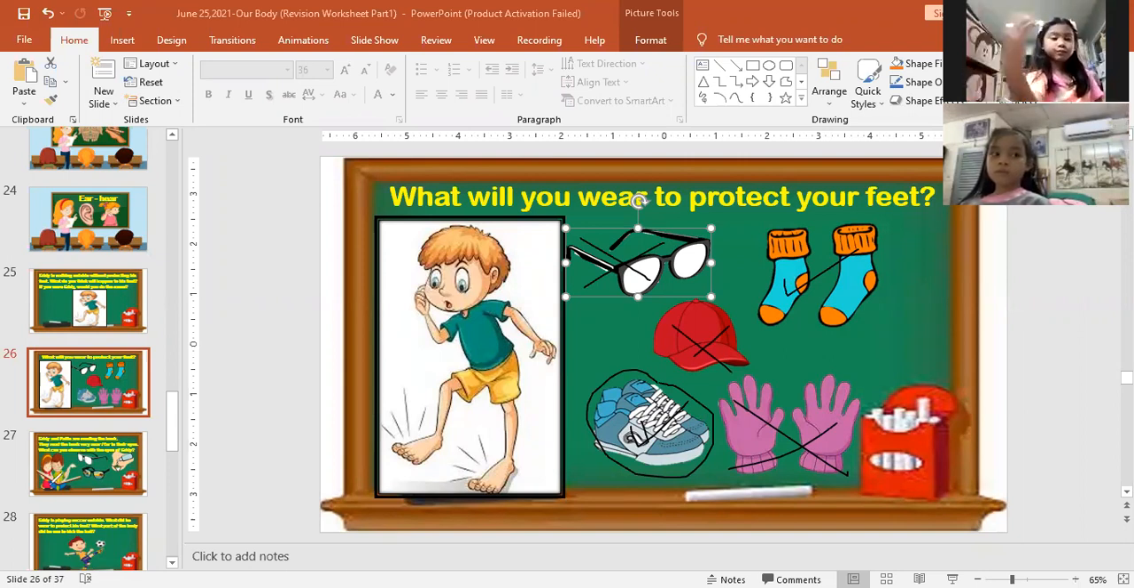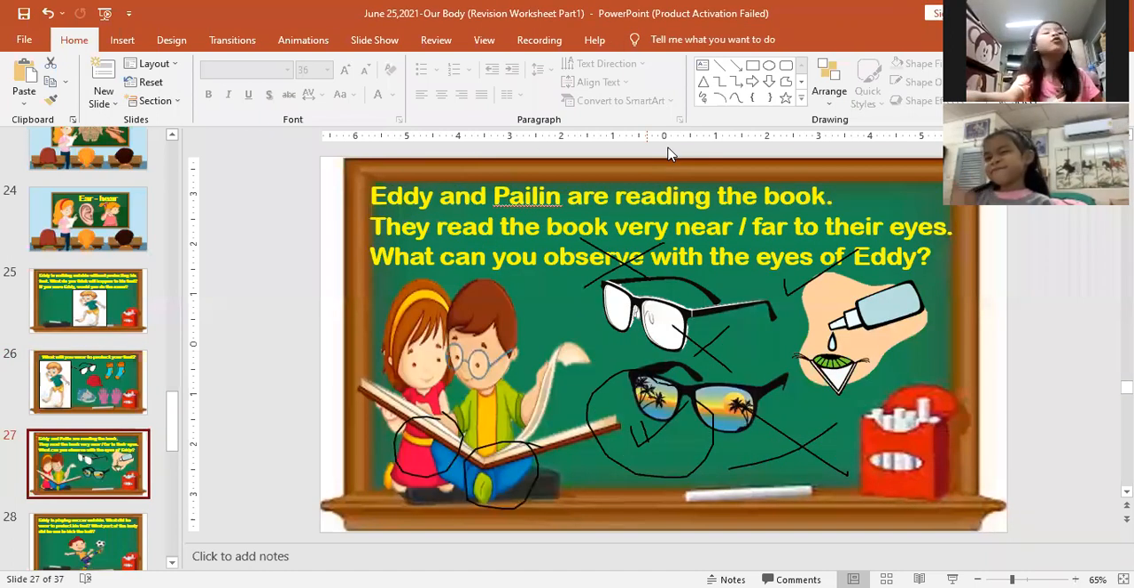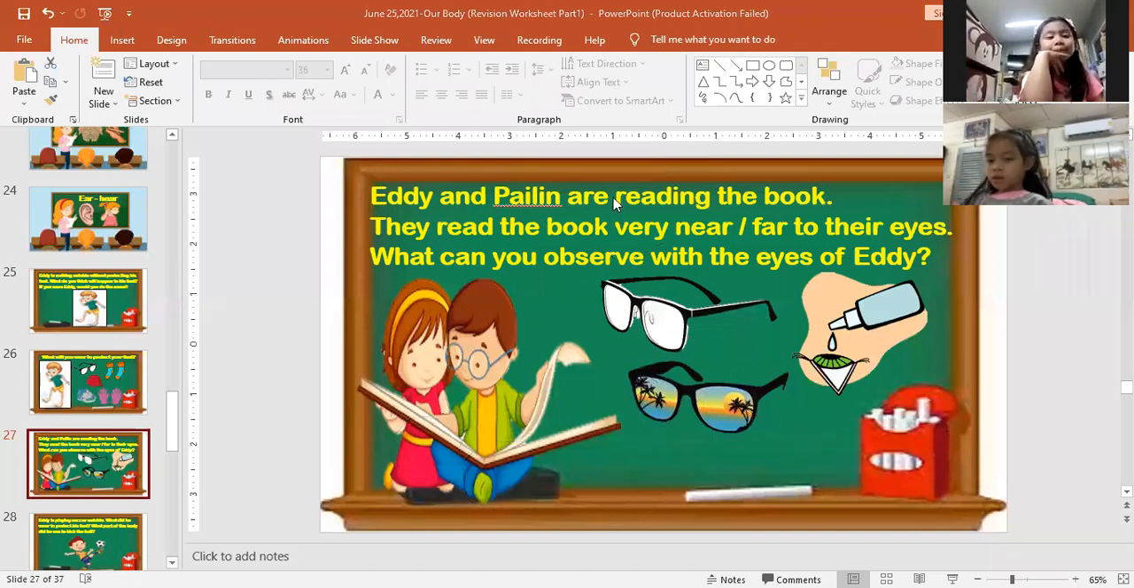Okay, next, we also have another one. Eddie and Pailin are reading the book. They read the book very near or far from their eyes. What do you think? Is it very near or far from their eyes? What is your answer, Kale?